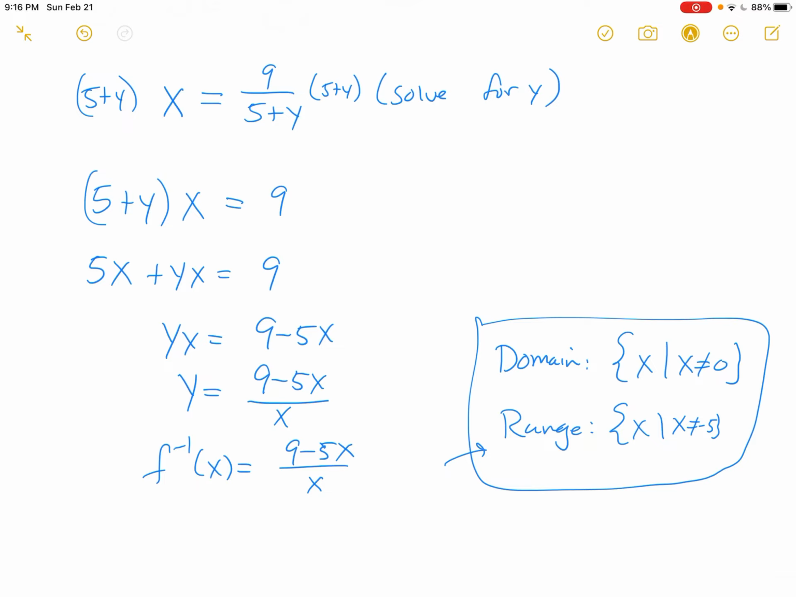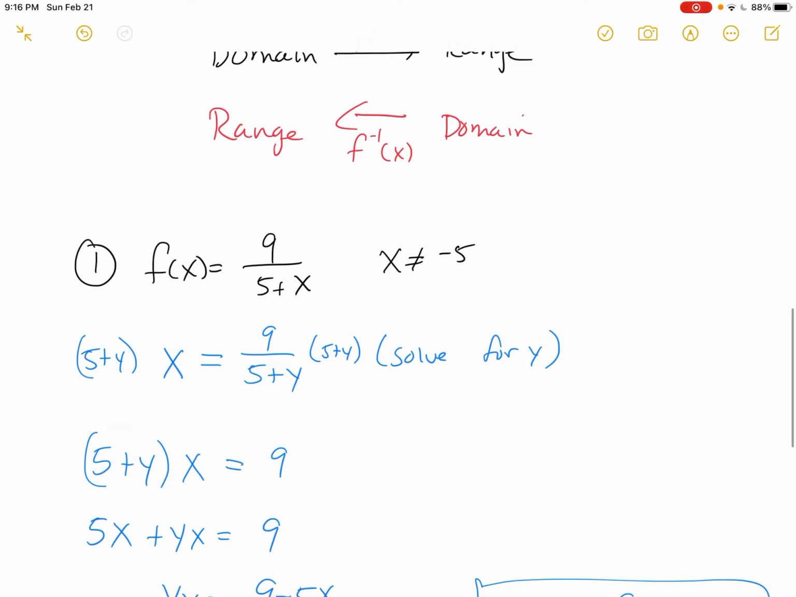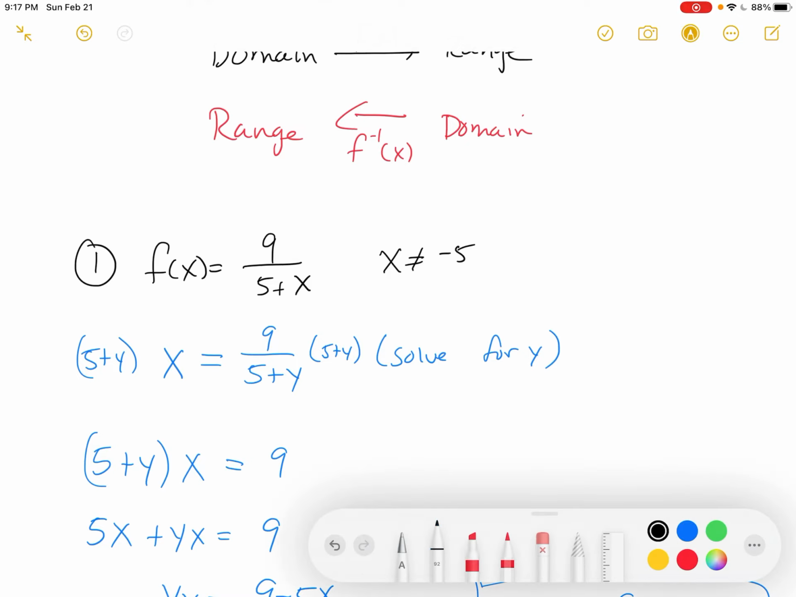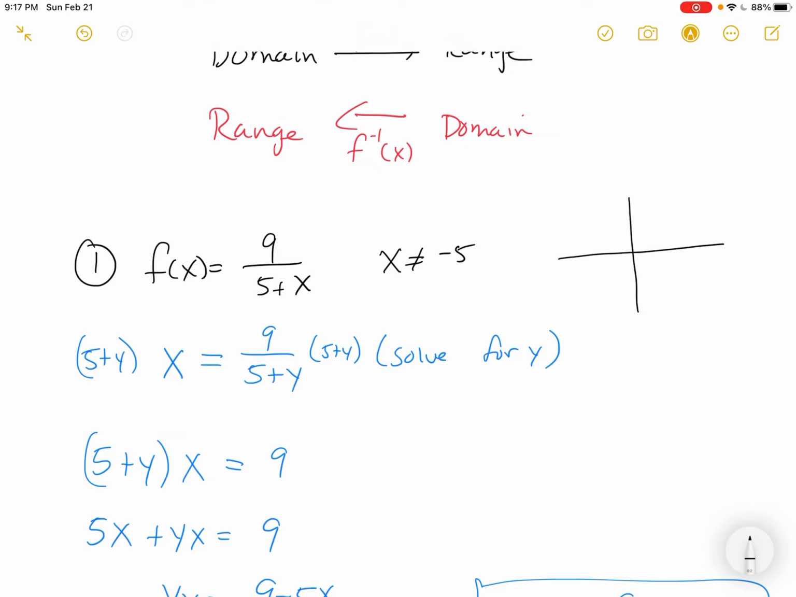Now let's make sure that we understand why. We know what this graph looks like. Let's go look at the graph of f of x and talk about it a little bit. Let me switch to black. What will this thing look like? Well, x can't be negative 5.